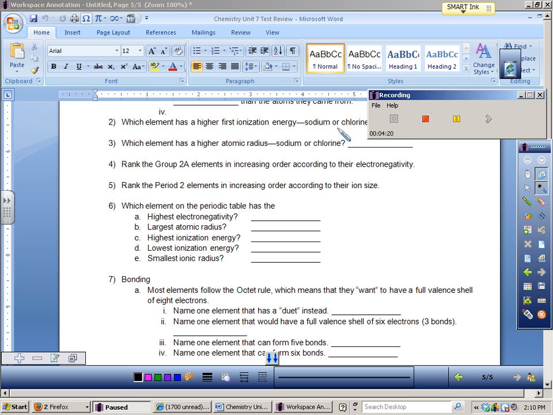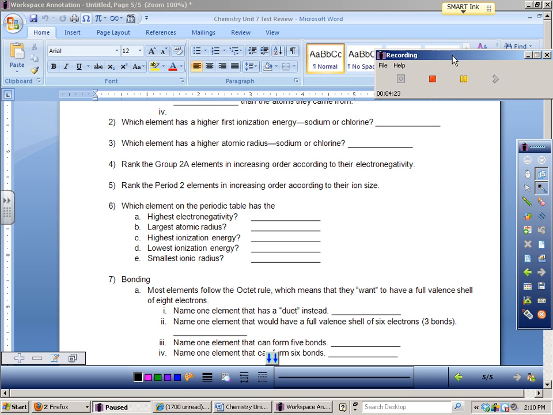All right, so now when we look at questions about our different trends, which element has the higher first ionization energy, sodium on the left or chlorine on the right? It's going to be chlorine. Which element has the higher atomic radius? Again, sodium's on the far left, chlorine's on the far right. That will be sodium, Na.